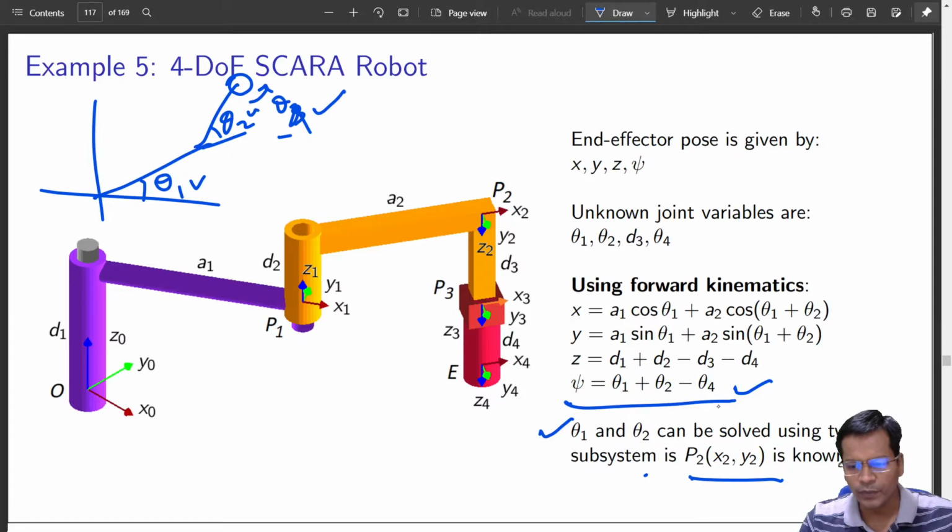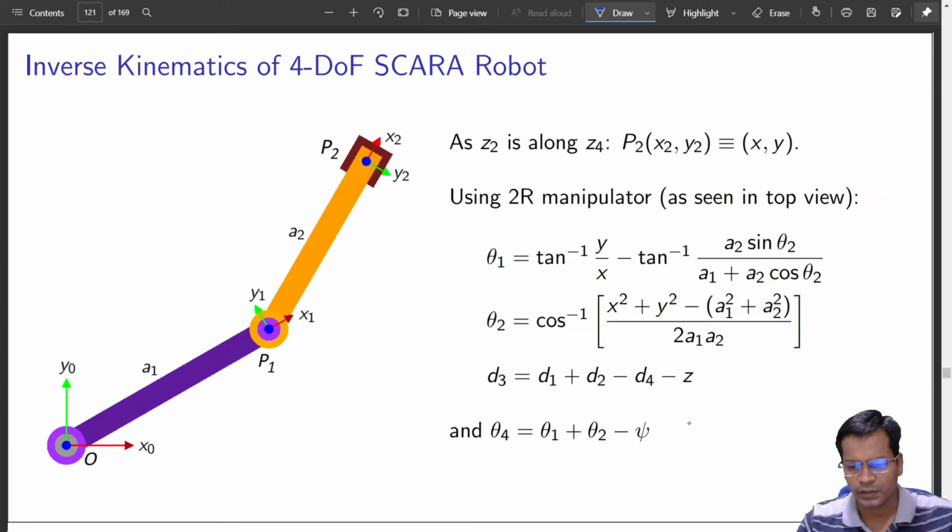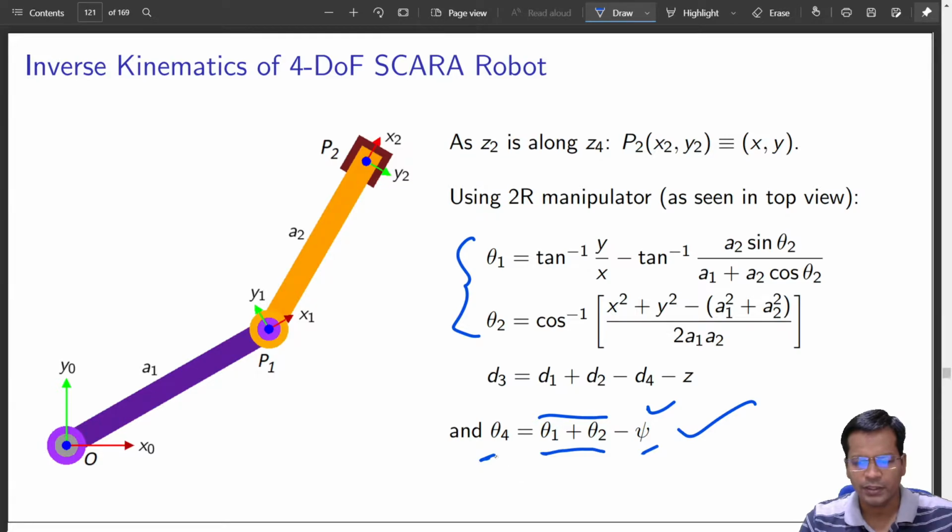So if at all you have to find theta 4, what will you do? You will simply do some algebra over here, and this is it. So theta 4 is directly equal to theta 1 plus theta 2 minus psi angle. These two are joint variables which are calculated here. So theta 4 is known. So all the four joint variables are now known. One of them is displacement, three of them are joint angles. Done. So this is how inverse kinematics of SCARA is done.